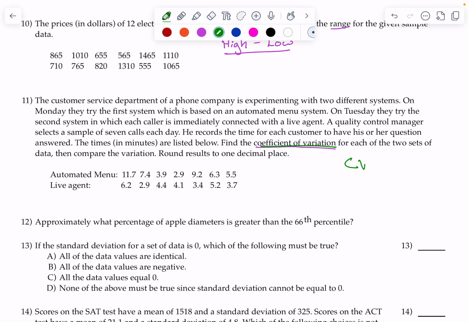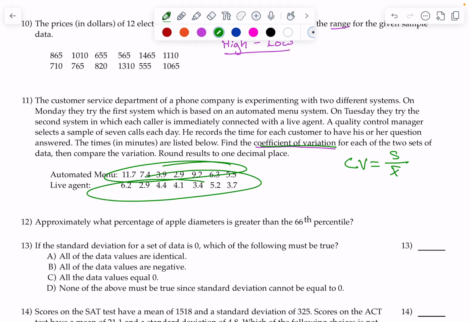Coefficient of variation, write this down, is the standard deviation divided by the average. I want to be able to compare these two, but if one of them has an average that's 20 and one has an average of 5, this standard deviation should end up being higher than this standard deviation, right? Because the average is higher versus lower.